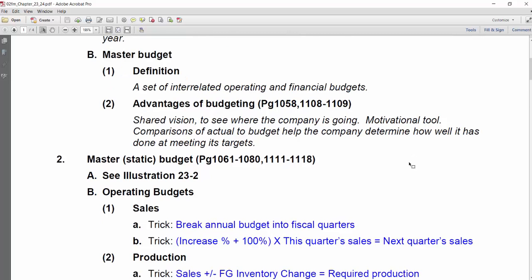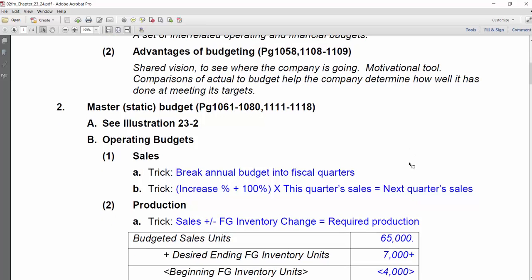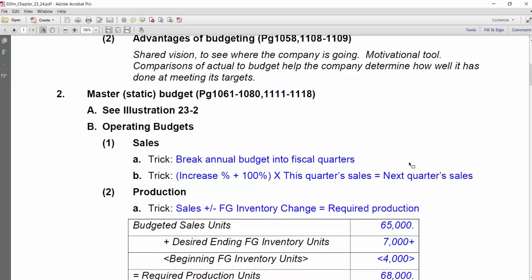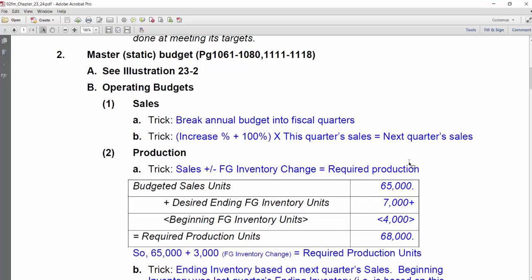For a production budget, the trick is that the sales that you need plus or minus the finished goods inventory change you're expecting is how much you have to produce. So in this example here, let's say that we expect to have 65,000 units of sales and we need 7,000 units in an ending inventory, so we'd have to produce 65 plus 7. But then again, we already have 4 in our beginning inventory, so we really only have to produce 68. Therefore, the actual amount we have to produce, shortcut, is 65,000 plus the 3,000 inventory change.